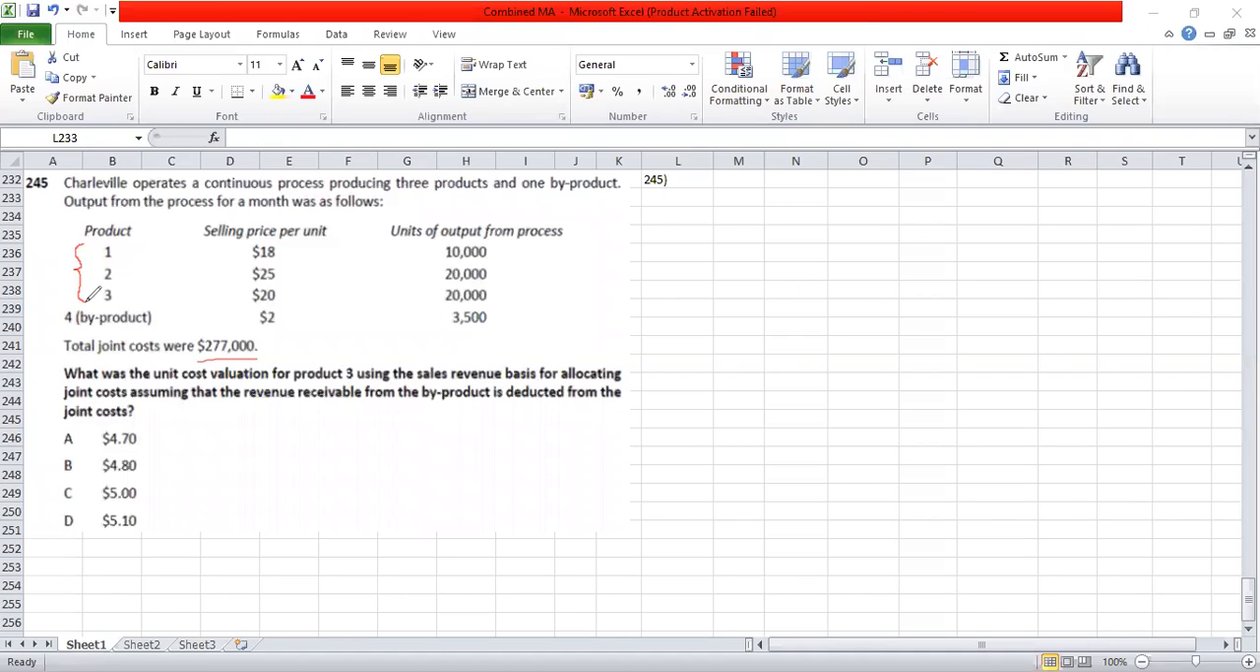We will see that. What is the basis of apportionment? The unit cost valuation for product 3 using the sales revenue basis. So let's first find out what the sales revenue is. Take that amount and consider that to be the basis of apportionment, or the ratio in which the costs are incurred. Okay, let's start. So sales revenue is what we have to find out.